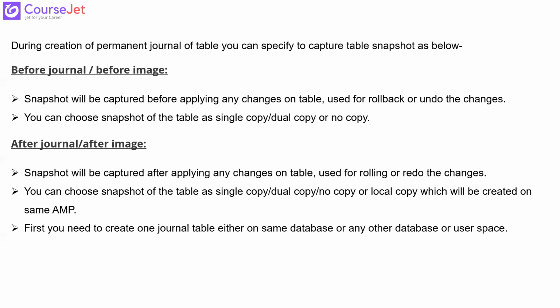During creation of this permanent journal, you can specify to capture the table snapshot as we discussed earlier. First we'll see the before journal, or before images. In this case, the snapshot will be captured before applying any changes on the table. This is used for rollback or undoing the changes. You can choose this snapshot of tables as a single copy, a dual copy, or no copy. Again, for the after journal, the snapshot will be captured after applying the changes on the table. Again, you can specify it to be a single copy, dual copy, or no copy.